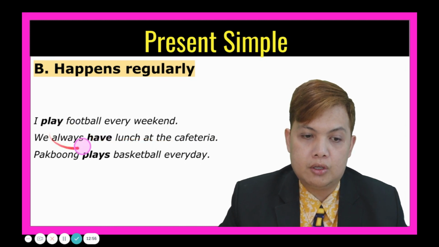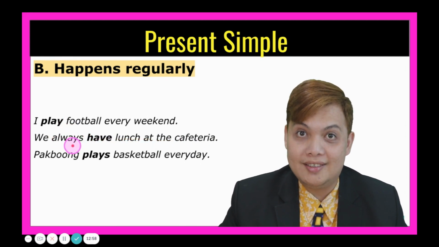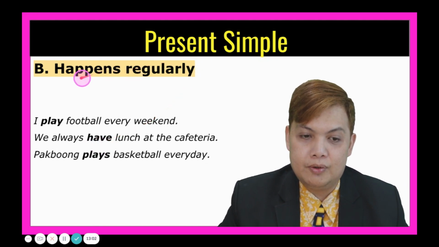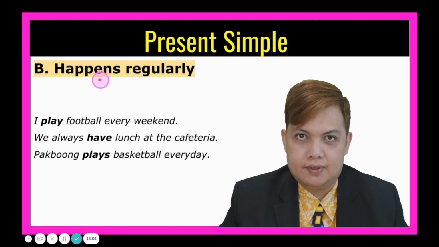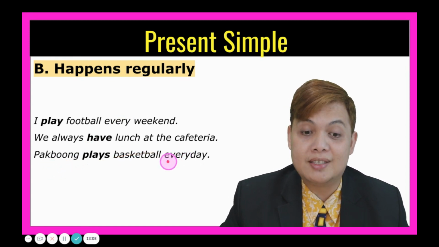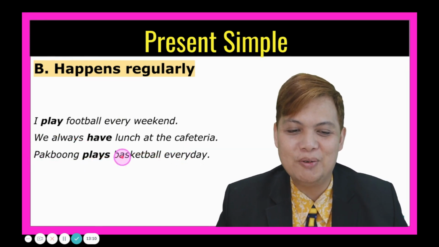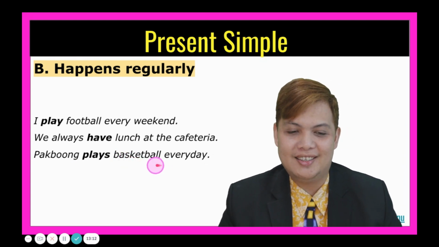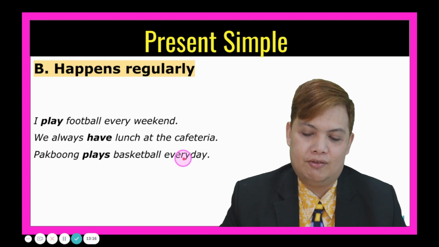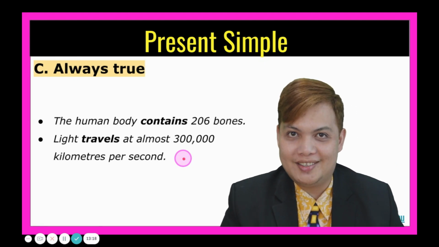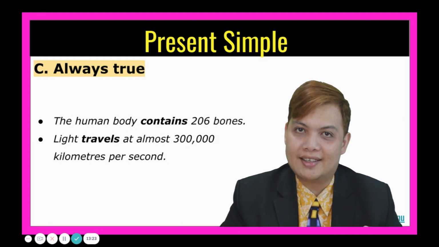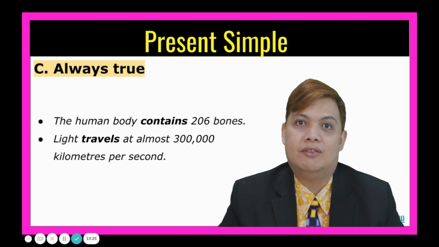Now take note of this. Always is an adverb of frequency. So we have present simple, reason: happens regularly. Next, Pakbong plays basketball every day. So we have here every day, so it happens regularly. Let's move on to letter C. Letter C is always true, meaning we're talking about facts or information that never changes.